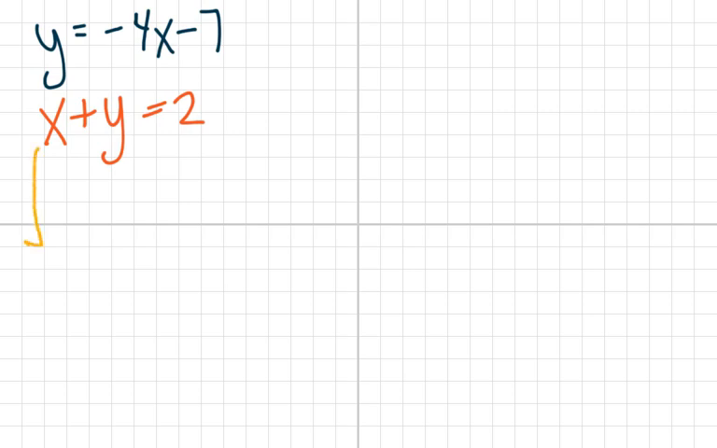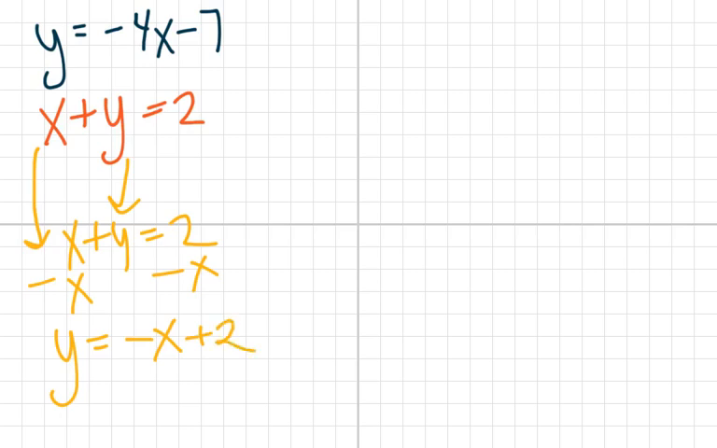So this one, you need to actually move it. So x plus y equals 2. You need to isolate y. So that means we need to subtract x on both sides. So this problem is actually y equals negative x plus 2. So now that you have your two equations, you can actually graph them.